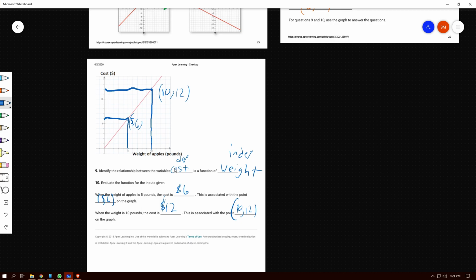The weight of the apples was 5 pounds, so that was on the x-axis. I found the 5 and I just kind of went up to the graph, and I went over to the y-axis, and that gave me my cost, and then I got my ordered pair the same way.